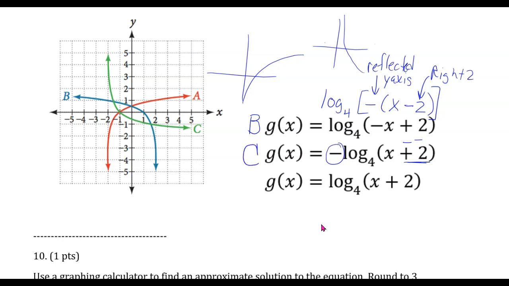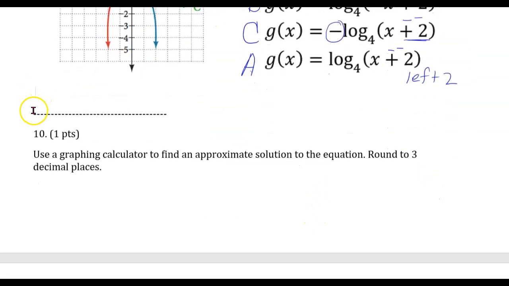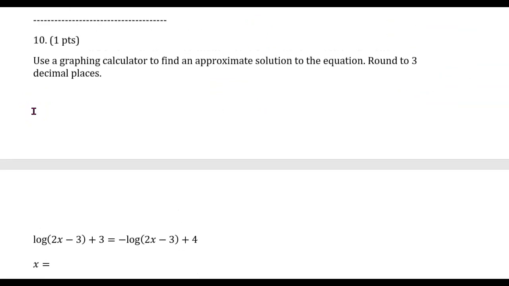Thus far, we have B and then C, which leaves the last one to be A. Let's verify that that is what it looks like. This would give us a double negative, which would again mean that it's gone to the left 2. But it's a normal graph, and it has no negative at the front and no negative on the x. So it's just been shifted left 2. So instead of crossing at 1, 0, it crosses at -1, 0. That is definitely A. Let's now go on to the next problem, which is number 10.